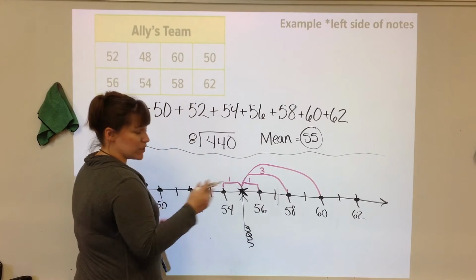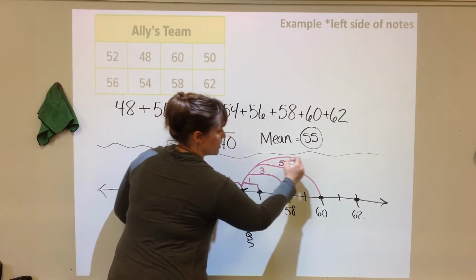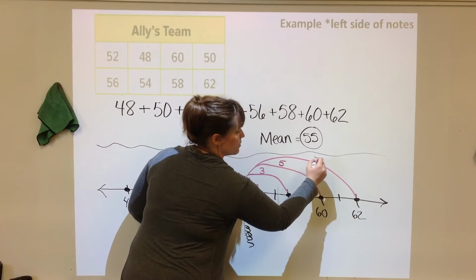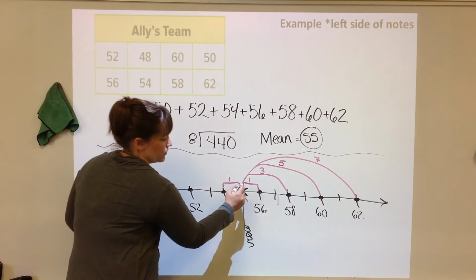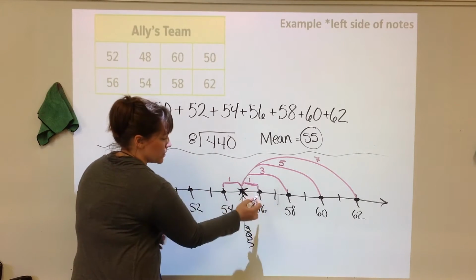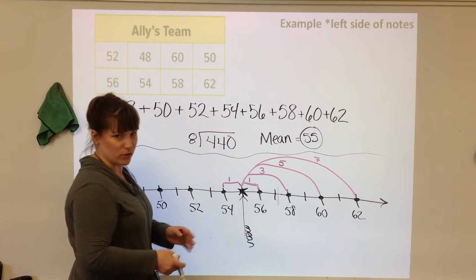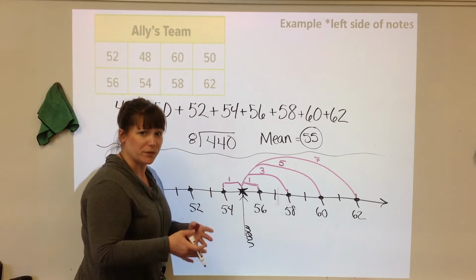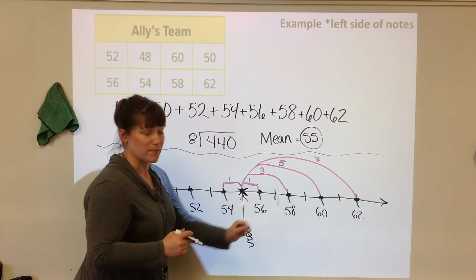I'm going to keep going in this direction. 55 and 60, what's the difference between that? It's 5. And then the last one, 62, is a difference of 7. So literally I'm finding the absolute value, the distance, but my 0 is actually the mean. I know absolute value is always the distance away from 0. We're finding the distance these data points are away from the mean.